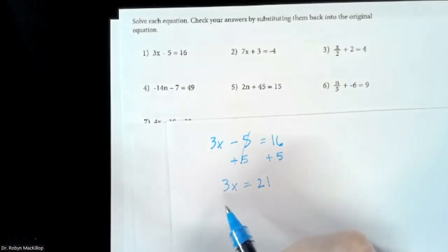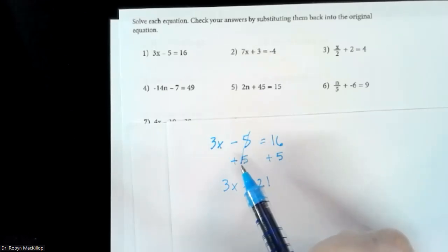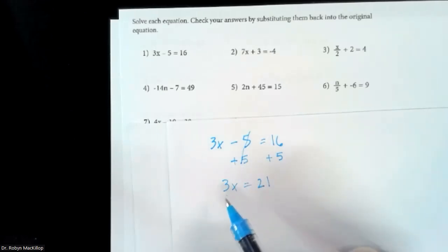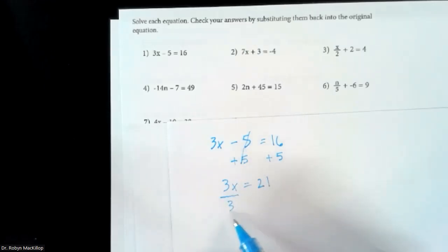Because it's multiplication, we're going to use the opposite. Like up here for subtraction, we use the opposite to zero it out, addition. The opposite of multiplication is division. Did I say that right? The opposite of subtraction is addition. Opposite of multiplication is division. We do the exact same thing over here. 3x divided by 3 is just x. 21 divided by 3 is 7.